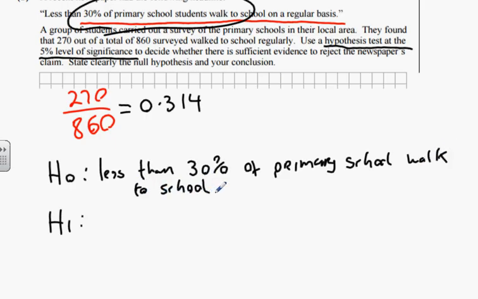Okay. Now, what's the alternate hypothesis? What's the opposite to less than 30%? More than 30%. Or less than 30% of primary school children do not walk to school. Just something that's exactly the opposite. You got that? So, does everybody understand I'm going to use exactly the same language all the way across, yeah? It's the same thing, except more than as opposed to less than.